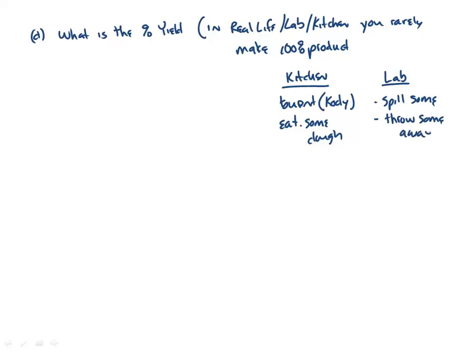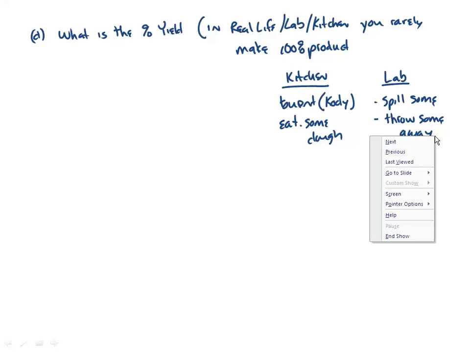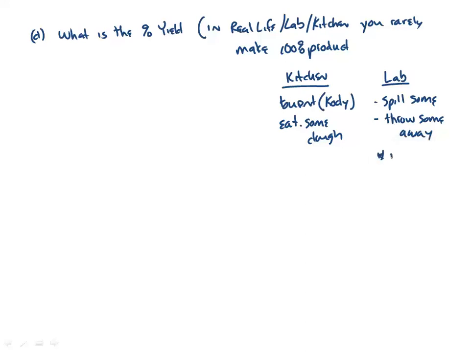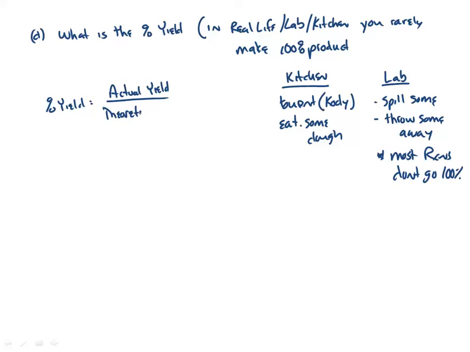There are lots of ways that things can go wrong, and honestly, most reactions don't go to 100%. Depending upon the reaction you do and the conditions, the best you might be able to do is 90% or something. So the way we're going to define percent yield is that it's the actual yield divided by what we call the theoretical yield. And of course, if it's a percent, we have to multiply everything times 100.